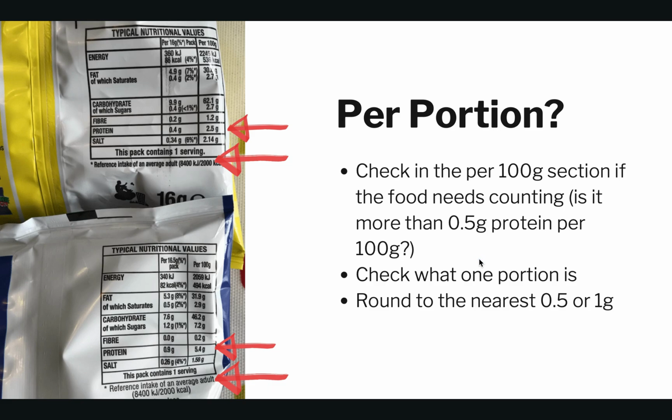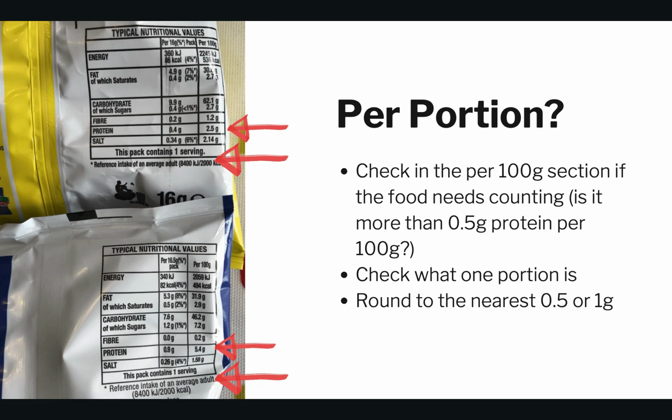Now what about per portion? First of all, we would need to check if we need to count this product or not as exchanges. So we would check in the per 100 grams section if the food needs counting. Per 100 grams of this packet of crisps is 2.5 grams of protein. So this is over 0.5 grams of protein per 100 grams, so we do need to count this as exchanges.